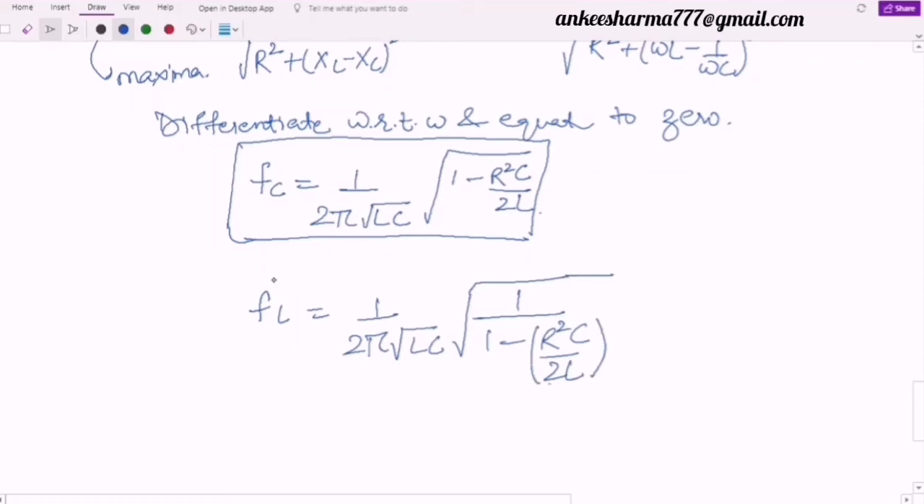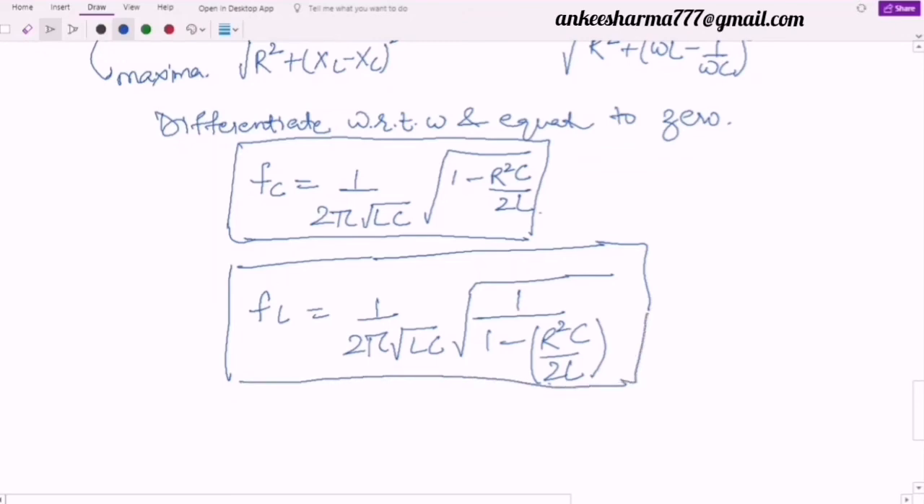for the FL. Everything will be the same, just this part will come in the denominator for the inductor, or the frequency at which the inductor will have the maximum voltage. Right? Is it clear to you now?